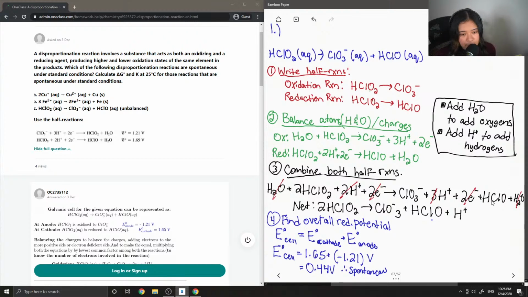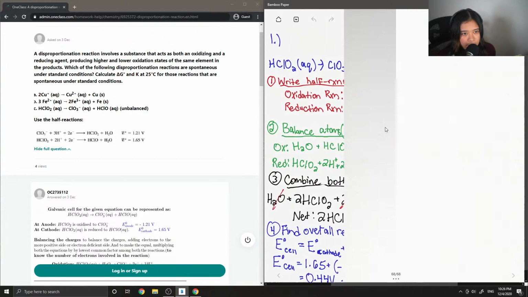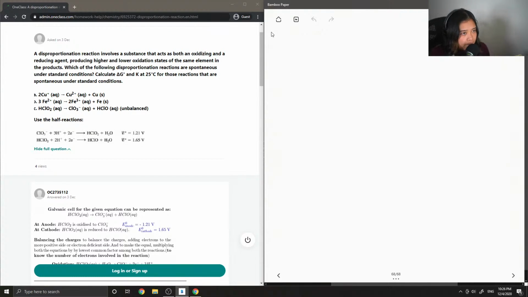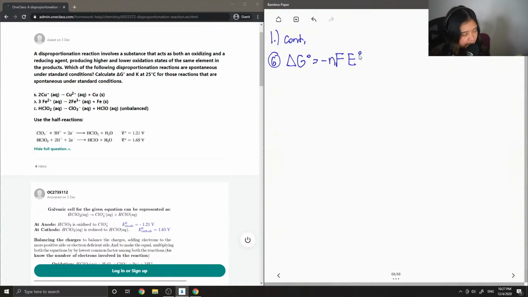So I'm just going to start a new page because this is a long question. But basically step 6 is to now calculate delta G. So delta G is equal to negative N times F, and then the potential, which we calculated in the previous step. So N is the number of electrons transferred. So if we look at our net balanced equation, there were 2 electrons that were transferred.